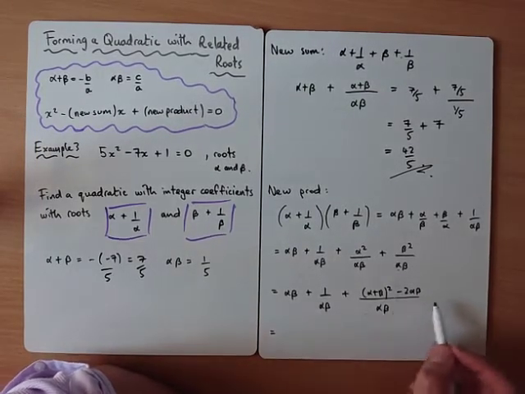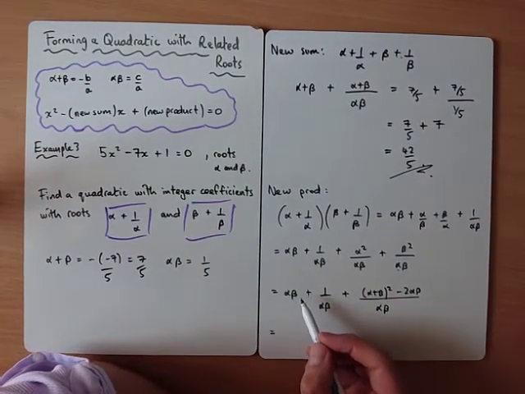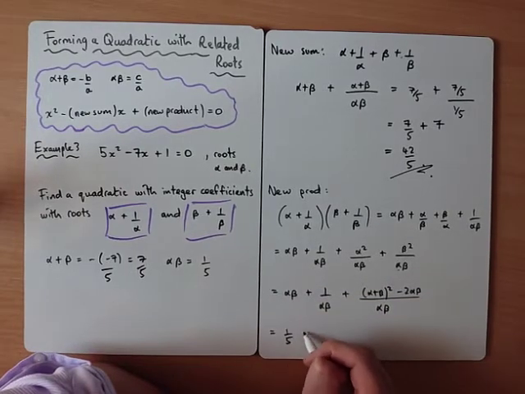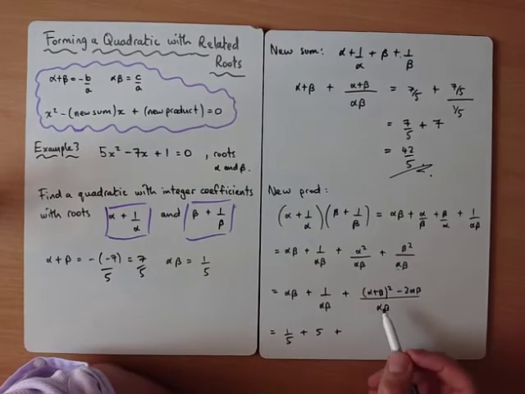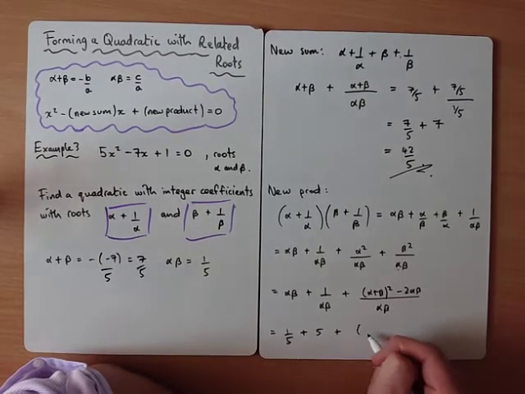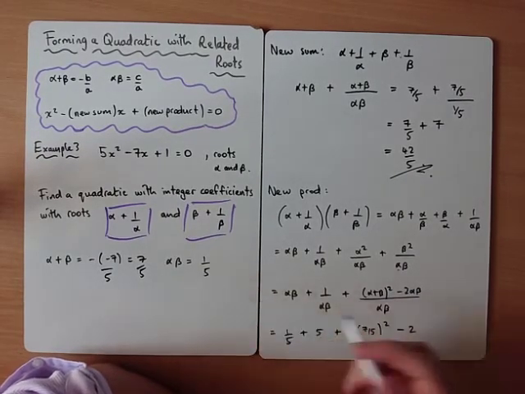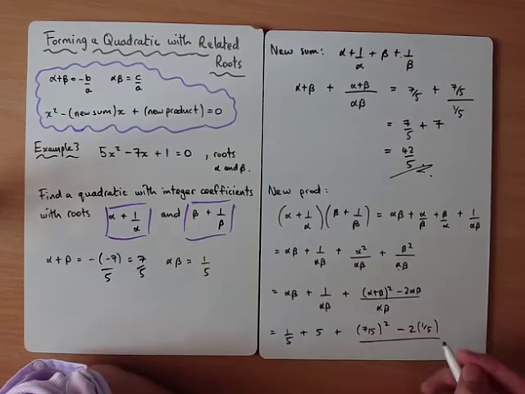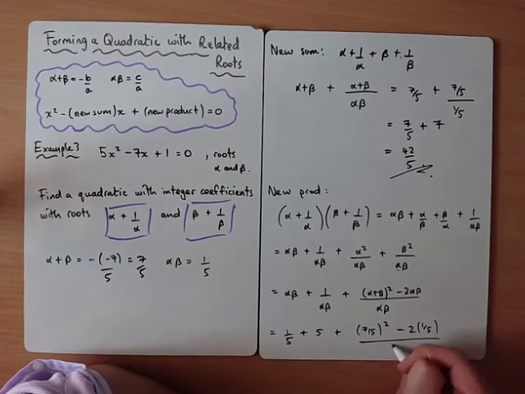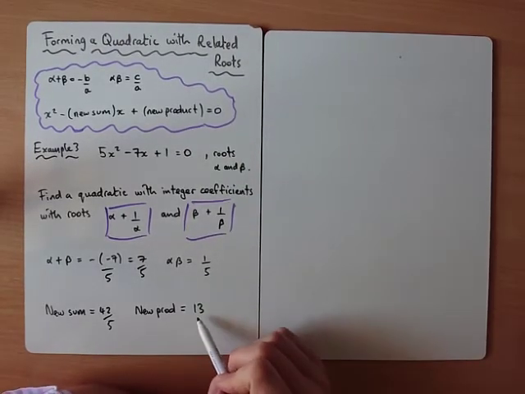So now we've got it in a form which is going to enable us to figure out what the value is. Okay, so we can sub in alpha beta as 1/5 plus 1 over 1/5, also known as 5, plus the sum, which is 7/5 squared minus 2 lots of a fifth, all divided by a fifth. Again, you can think about that as multiplying by 5. Okay, so let me just type this up, see what we get. Okay, so I've ended up with the new product being 13.